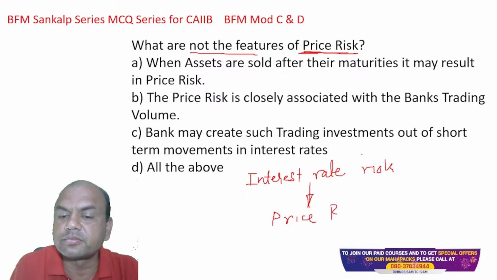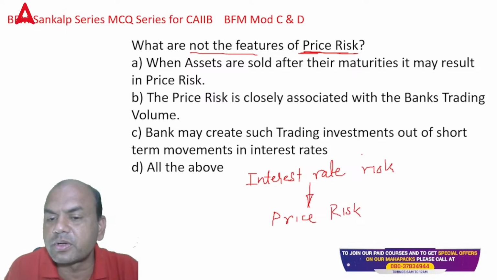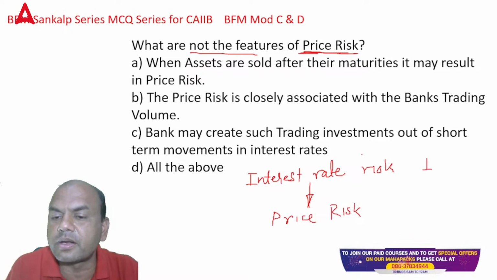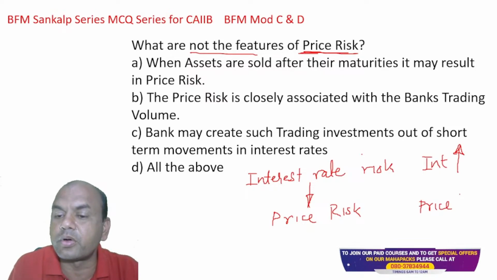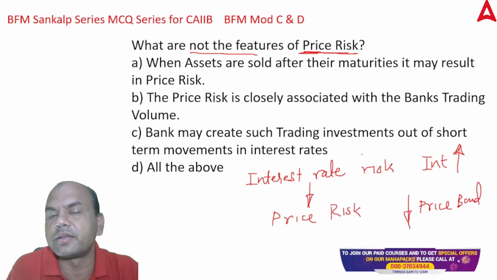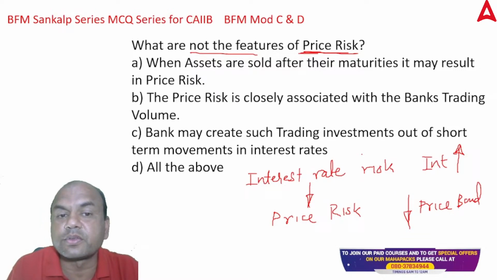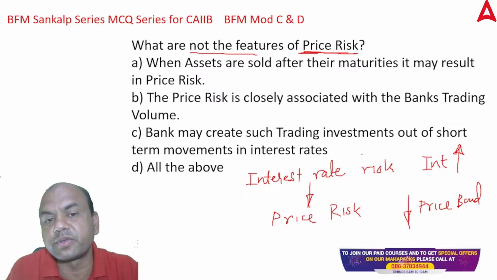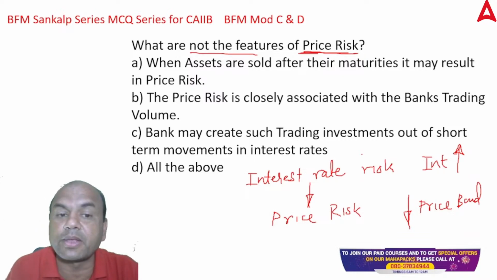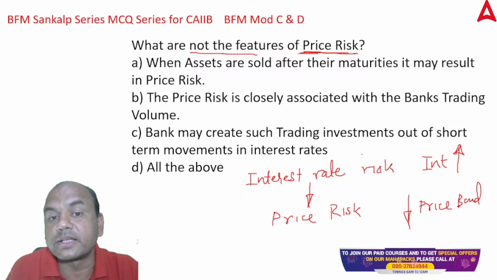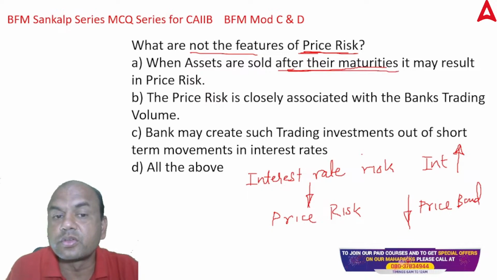Because the logic over here is, if the interest rate goes up, let's say the repo rate goes up, the price of the bond will go down. It always goes down. So that's why they go hand in hand. Interest up, price down. Interest down, price up. So which of the following is not the feature of the price risk? When the assets are sold after their maturity, it may result in price risk. So assets are sold after their maturities, okay. So it may result in price risk.